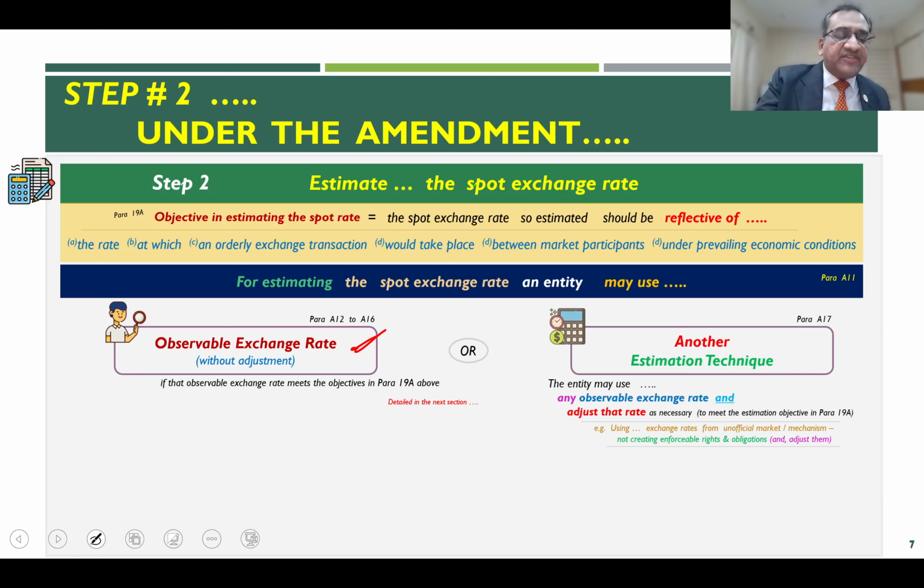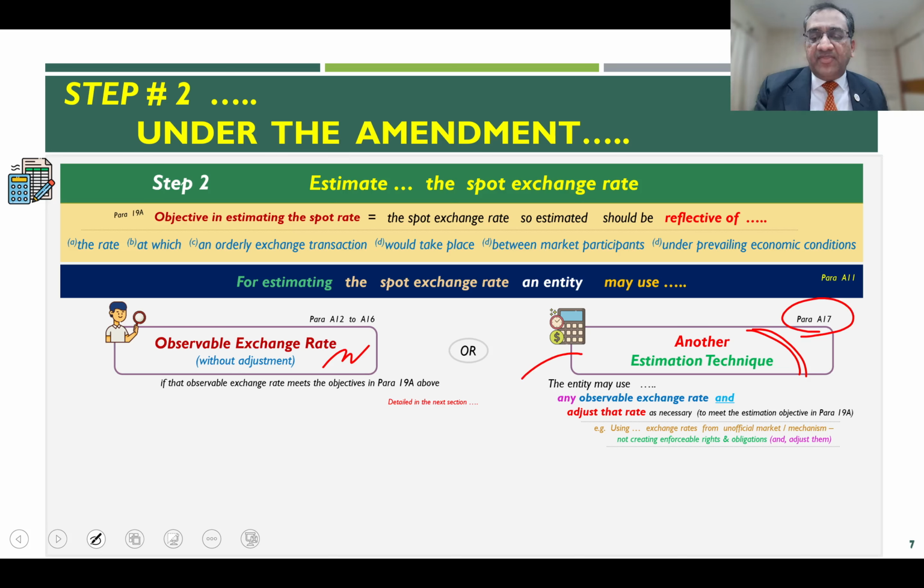Now, if for some reason this rate is elusive, this rate is not available, then in that case, the entity is permitted to use any other estimation technique as contemplated in paragraph A17.